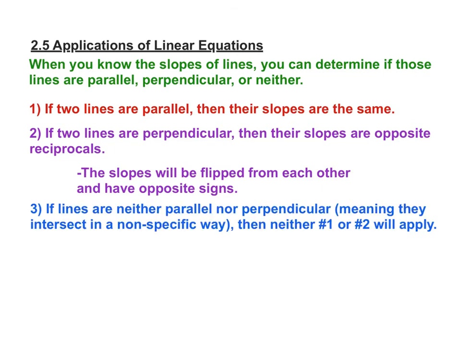Okay, and of course the last one is if lines are neither parallel nor perpendicular, they just intersect, then neither of these things are going to apply. The slopes will be different, and they won't be different in this way, okay? Then we just know that they intersect.